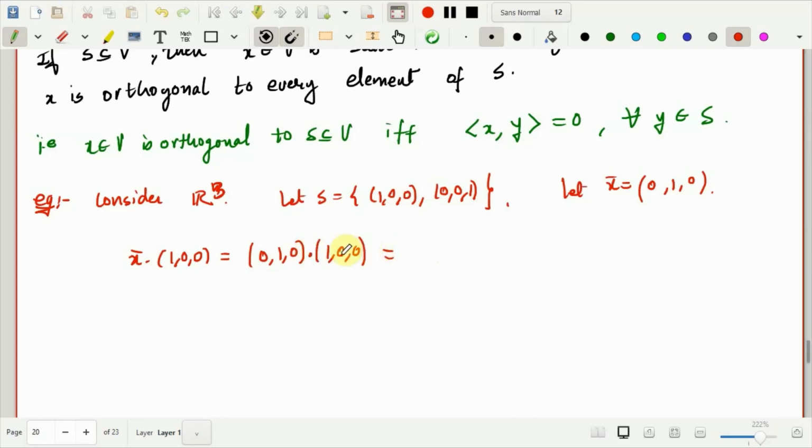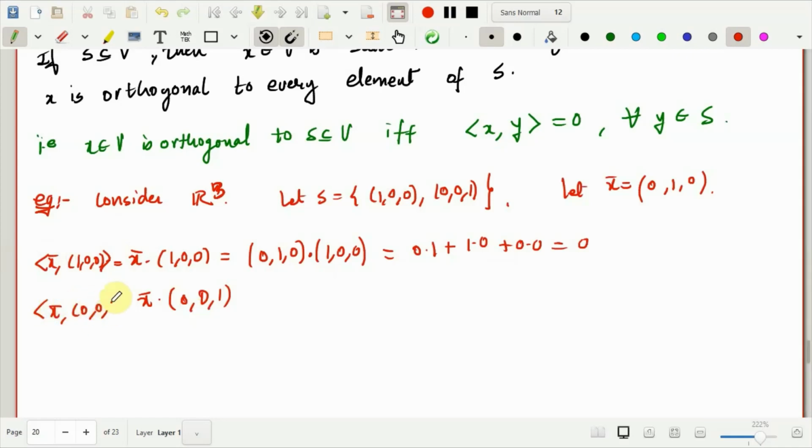How is the dot product defined? This into this: 1 into 0, 0 into 0, which is the same as 0. So x with this is 0. Next I'll check the dot product of x with (0, 0, 1). As per the definition, this is the inner product of x with this vector. So this is one simple example.